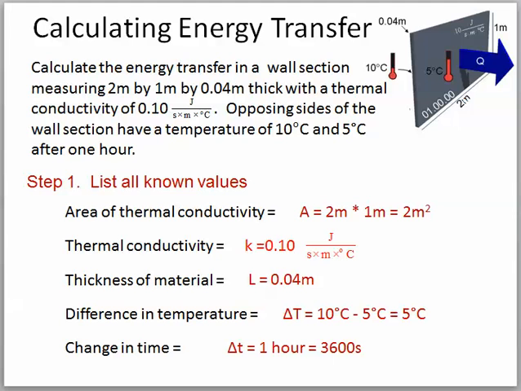Alright, on to the next thing here now. Calculating energy transfer. In this problem right here, they want us to calculate the energy transfer in a wall section measuring 2 meters by 1 meter by 0.04 thick with a thermal conductivity of 0.1 joules. Opposing sides of the wall section have a temperature of 10 degrees Celsius and 5 degrees Celsius after 1 hour. So right here they've given us all of our knowns and unknowns in this problem.